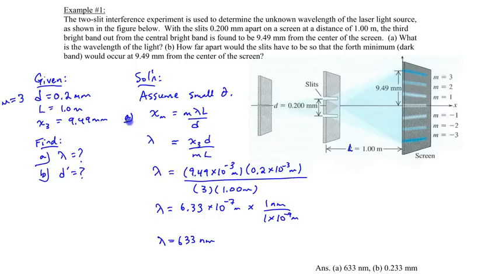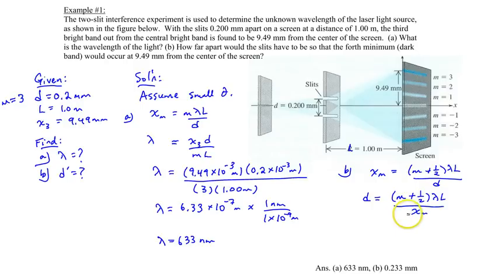So that's part A. And now part B asks what D would have to be if we wanted to have a dark fringe at that distance, the fourth order dark fringe. So let's recall that destructive interference is x sub m equals m plus a half, lambda L all over D. And we're solving for D, so D equals m plus a half, lambda L, divided by x sub m.